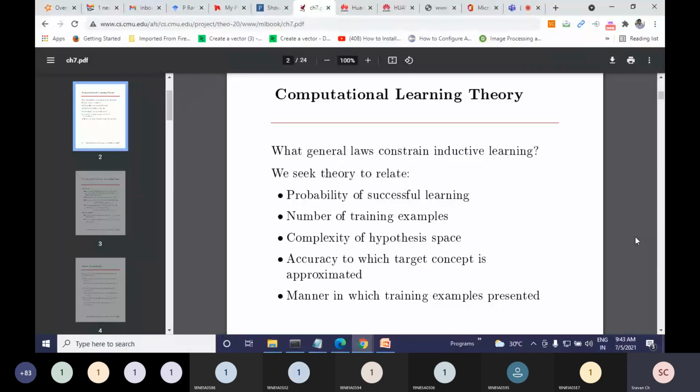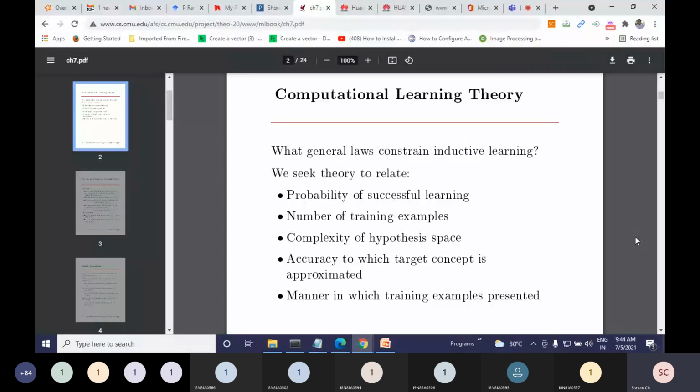So if I give some test data, what is the probability that my machine learning model or my hypothesis is working properly? If I have multiple hypotheses for the same problem, which hypothesis offers me the best possible result, or the best hypothesis which offers me minimum errors? So how do I find all these things? How do I find the probability of successful learning? What should be the number of training examples?